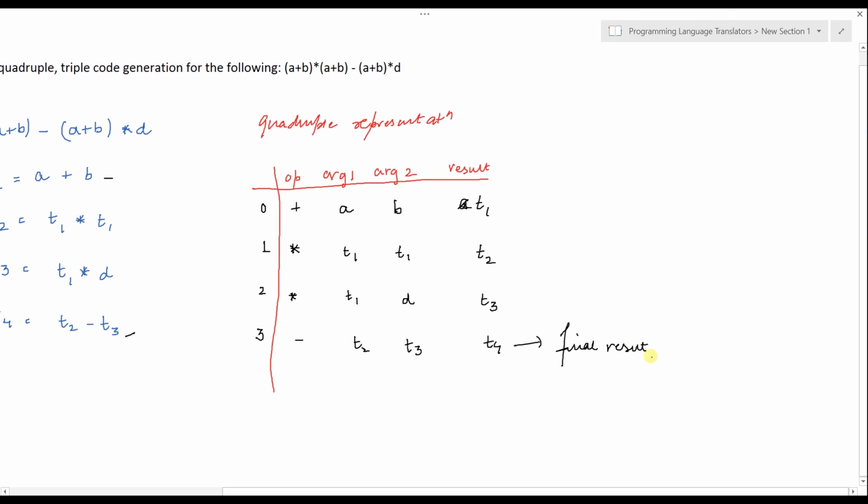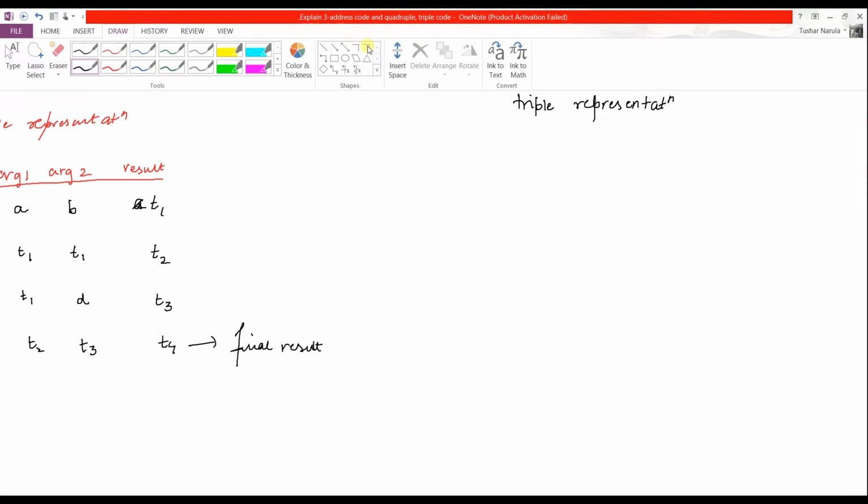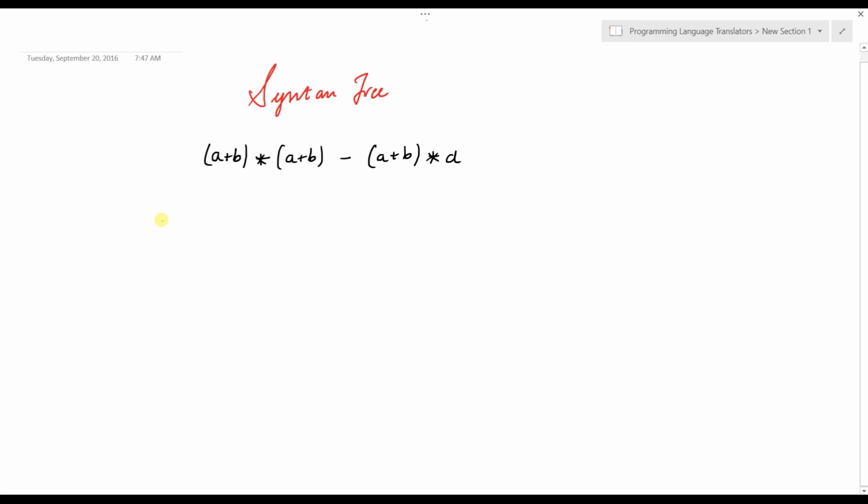For the triple table, I'm going to tell you a little about triples. A triple has only three fields, which we call operator, argument 1, and argument 2. Using triples, we refer to the result of an operation x op y by its position, rather than by an explicit temporary name. Before building the triple table, we would construct a syntax tree for the expression.